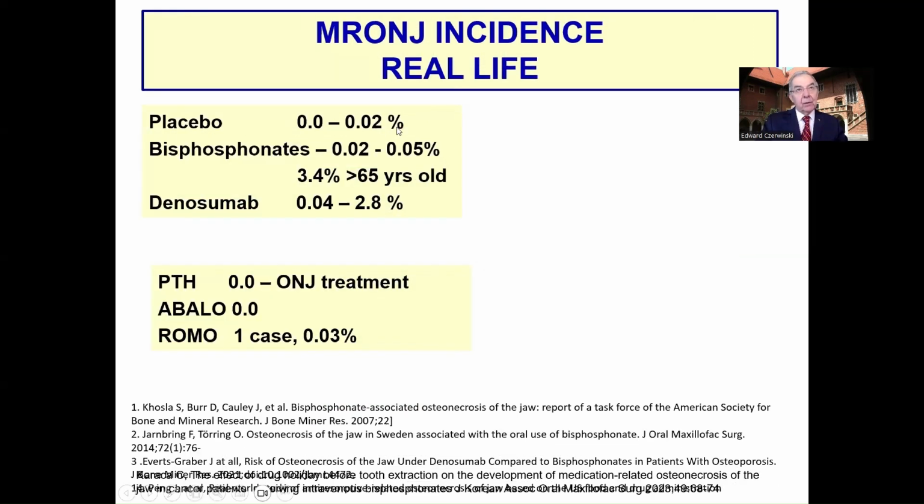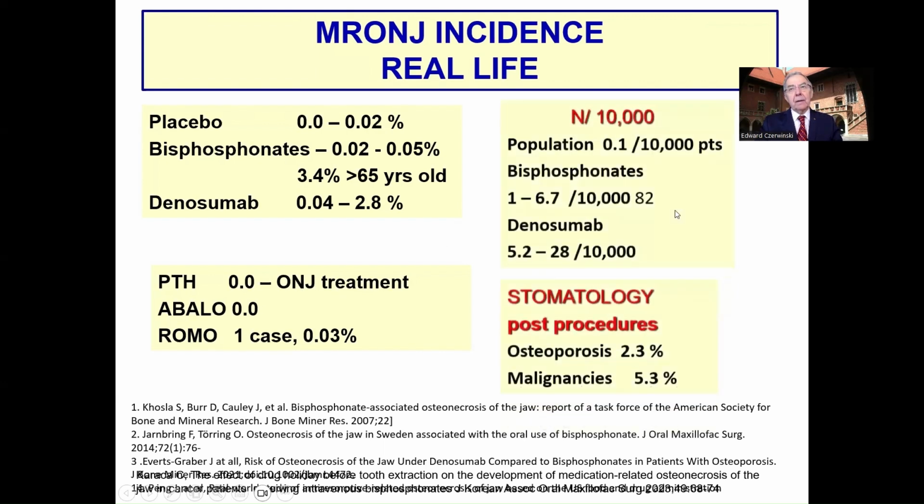In real life, placebo got about 200s, because they have osteoporosis, bisphosphonates up to 500s, but there is a report that it could be even 3.4% in 55-year-olds. Denosumab, even 2.2%. As I told, none on PTH, none on abaloparatide. In the population, you have the numbers, which I don't feel very well about, but the crucial information is that in stomatology, after the procedure, in osteoporosis there is a risk of 2.3, and in malignancies, 5.3.